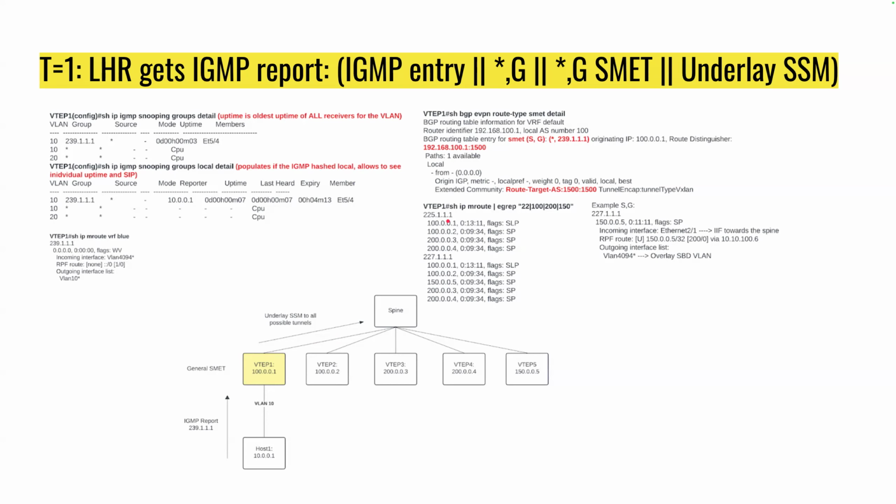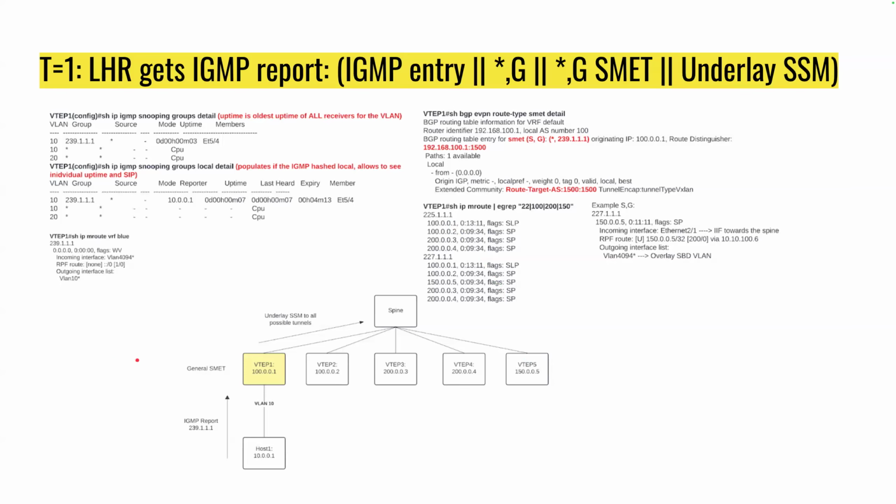But there are cases where the source is not directly connected to VTEP 5. It is connected to an outside PIM domain, another PIM domain, like over an L3 link. So if the traffic is coming from another PIM domain, then it will be encapsulated with 227.111, the L3 group.